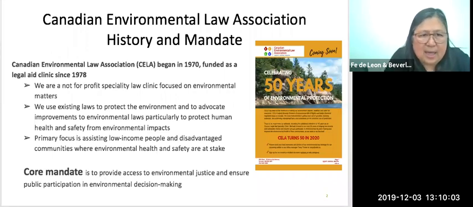We, as a clinic, actually use existing laws to protect the environment and advocate for improvements, basically protect human health and the environment. And our primary focus at CELA is to provide assistance to low-income and disadvantaged communities, particularly where it pertains to environmental health and safety. Our core mandate, as such, is to provide environmental justice and ensure adequate and effective public participation when it comes to environmental decision-making.